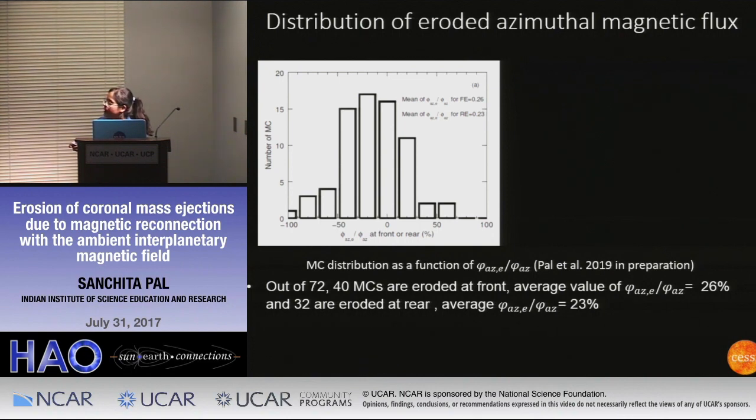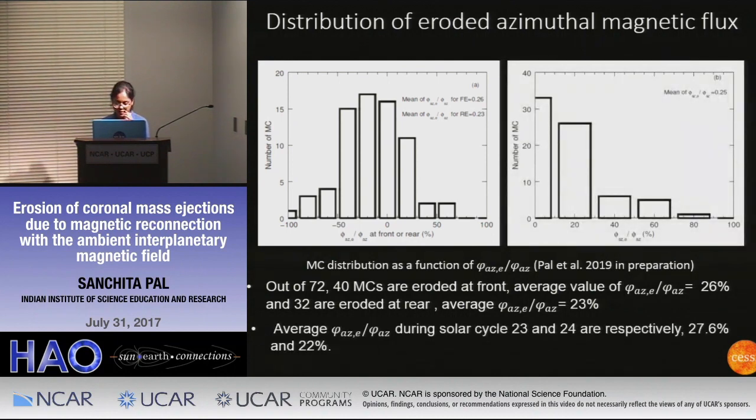The negative values show magnetic clouds which are eroded at the front, and the positive values show those eroded at the back. Out of 72, we have found 40 magnetic clouds eroded at front, and 32 eroded at back with an eroded value of 23%. It suggests that the magnetic cloud is eroded both front and rear in similar proportion. This result has been found by other people also, so we did it just to confirm our result.